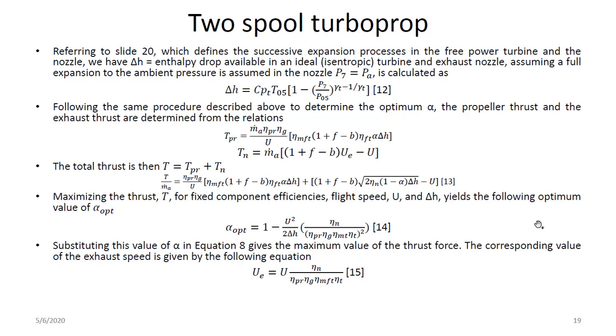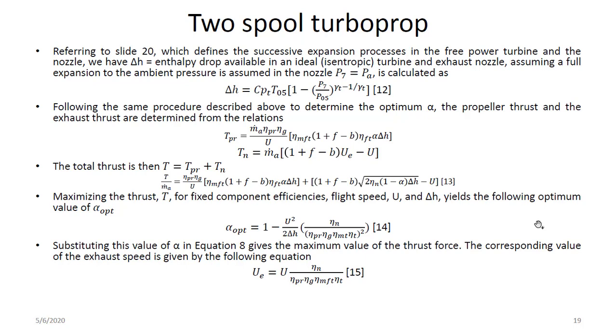Then the propeller thrust is given by this formula, and the nozzle thrust is obtained by this formula. So if you add the two, you get the total thrust, and if you divide by the mass flow, you get the specific thrust. Then if you substitute the component for the exhaust speed, you get equation 13, which is the specific thrust of a turboprop engine. And this is a summation of the propeller and nozzle thrust.